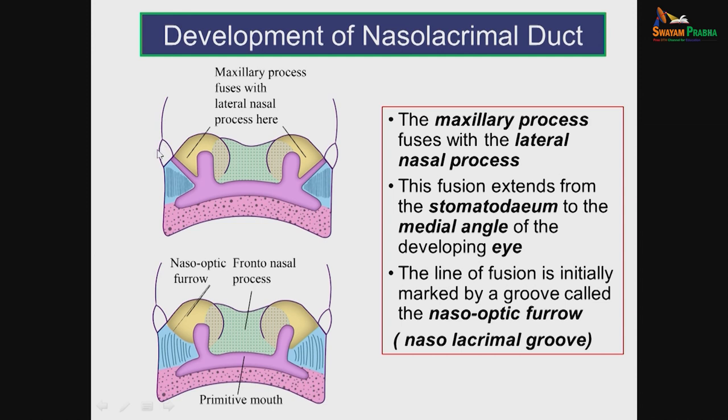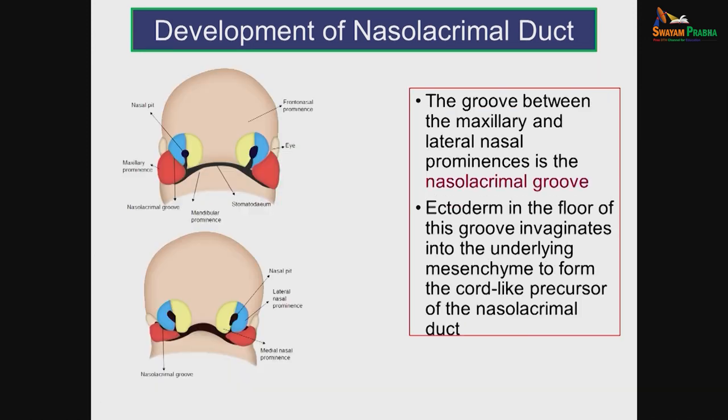Already I have talked about the lens placode. This is the area where your eye is developing. So, this fusion between the maxillary and lateral nasal process extends from the stomatodeum to the medial angle of the eye. The line of fusion is initially marked by a groove, shown here in pink. That groove is called the naso-optic furrow, or the nasolacrimal groove.